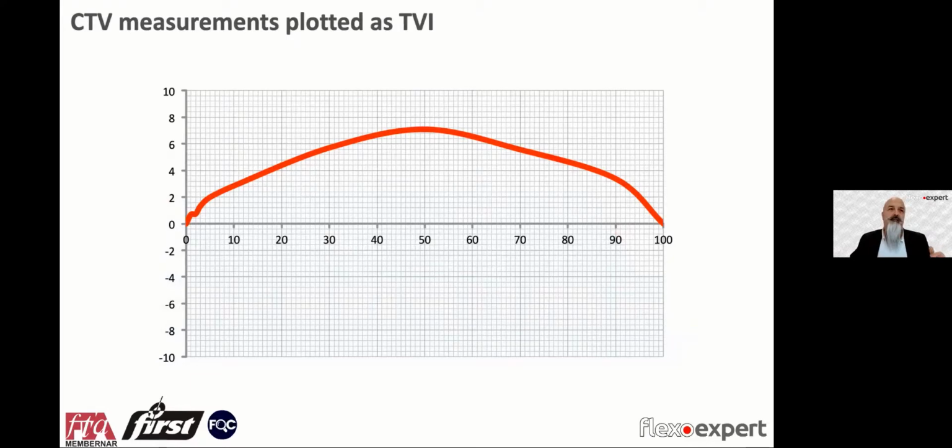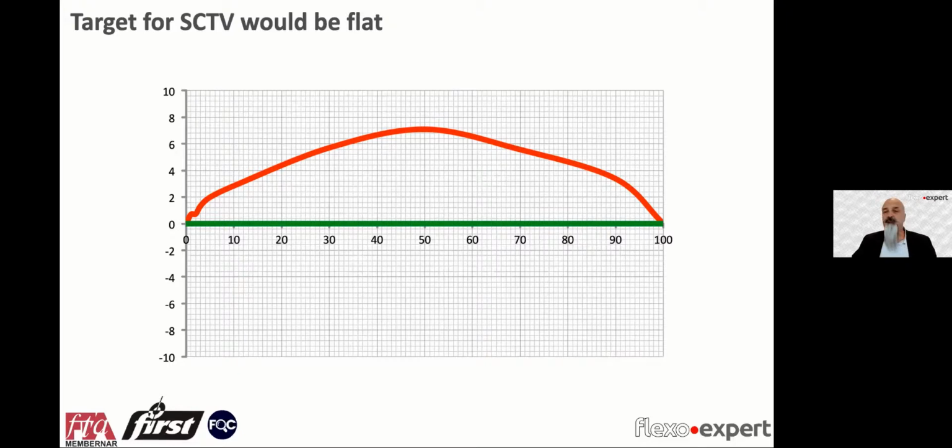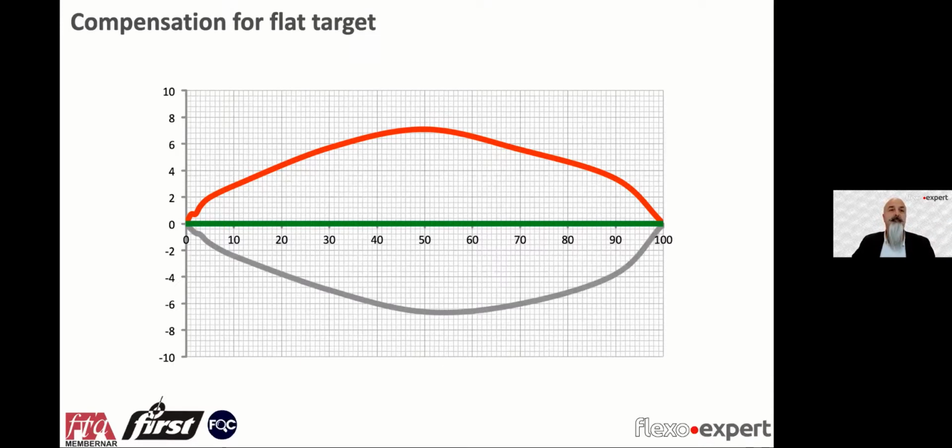So if we plot a TVI curve from CTV print values, we obtain a graph like this. And this is real data from flexo print. Our target reference, our aim for SCTV tone values would be a flat curve. So 50% should be 50, okay? Thus 0% TVI, okay? So it's a line. Our target is the flat green line.